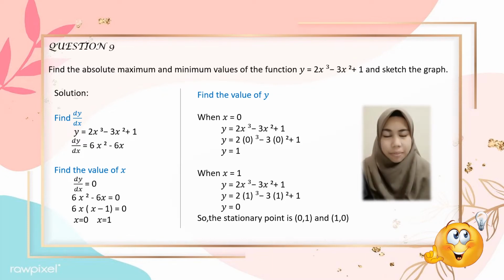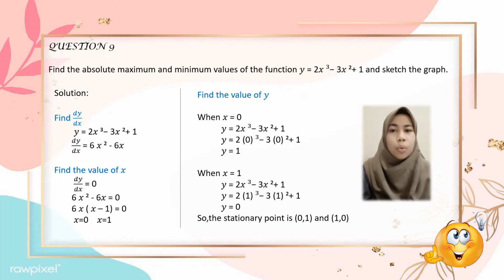The next step is find the value of y. The first one, when x equals 0, y equals 2x power of 3 minus 3x power of 2 plus 1, and we substitute x with 0. So y equals 2(0) power of 3 minus 3(0) power of 2 plus 1, and we get the answer y equals 1.